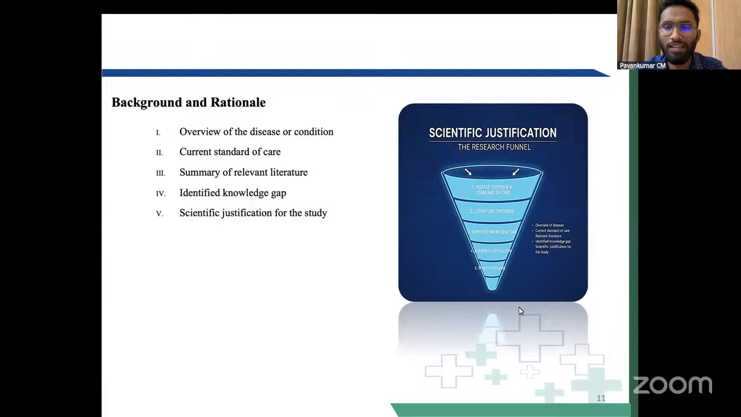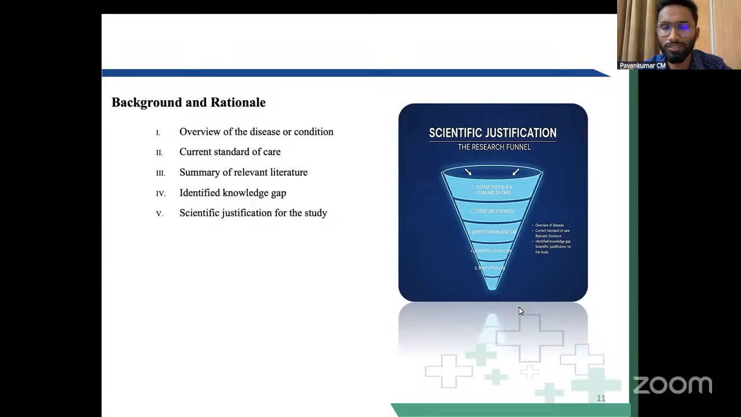And here I am showing that scientific justification as a research funnel. First we can see the disease overview and standard of care, like how the disease has been prevalent and how it occurs globally. If the disease has already been solved and is not in the society, it's not a good thing to carry out that research, and there should also be a standard of care. Then the literature synthesis should be there properly.